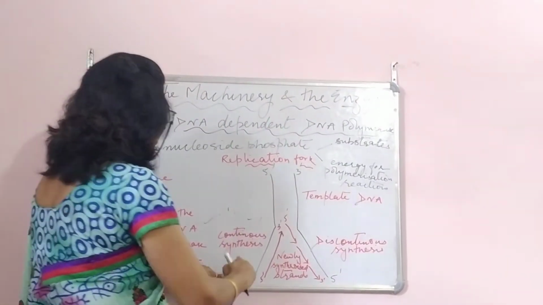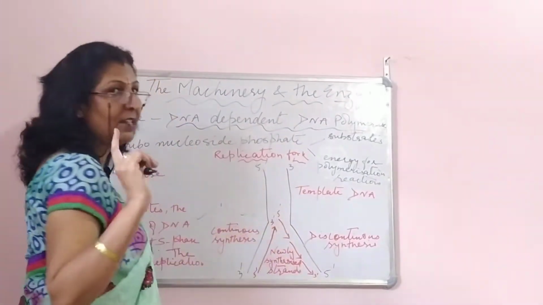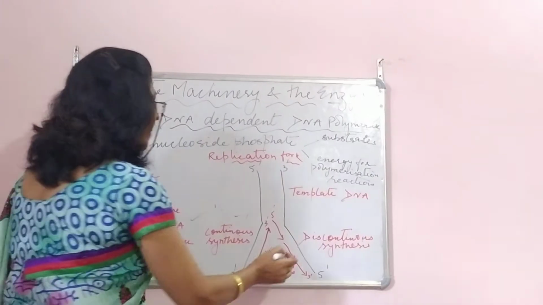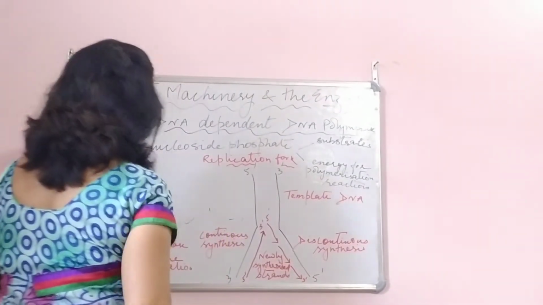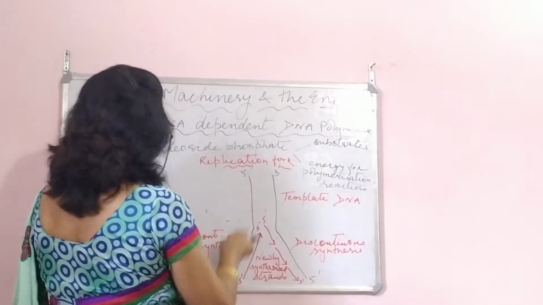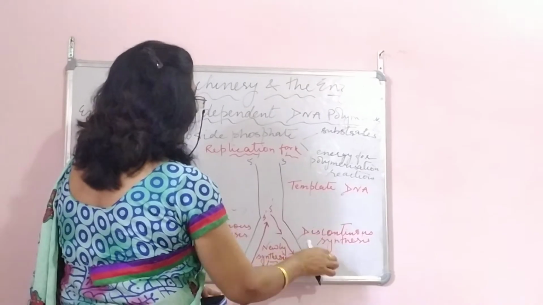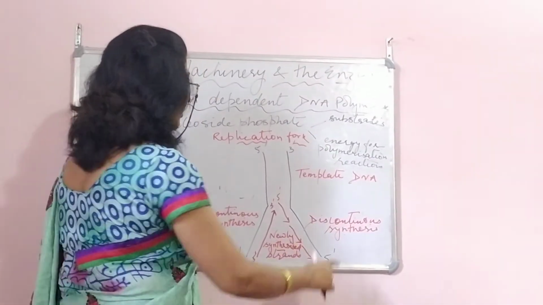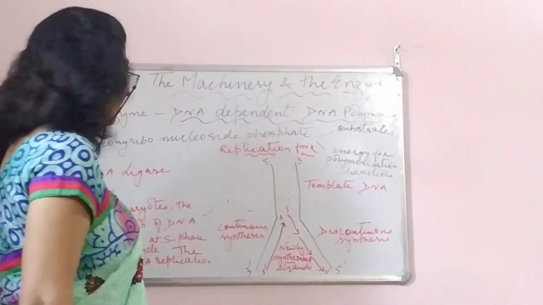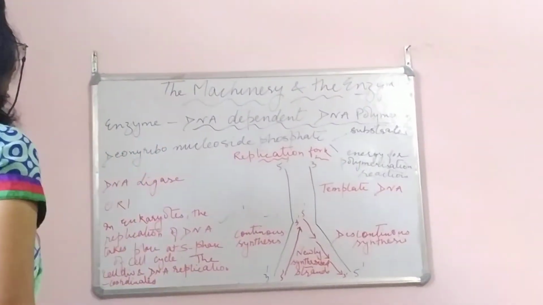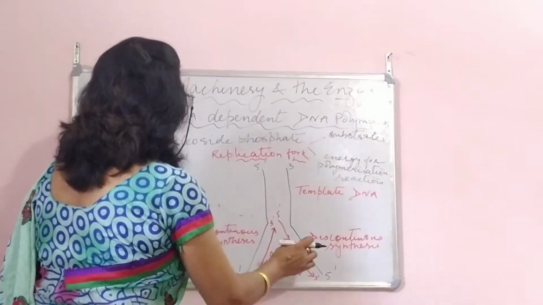So here the synthesis takes place continuously. And both of these act as template DNAs. And the other side where it is 3-5, here it takes place normally, we read from this side 3-5. So this is a continuous synthesis while 5-3 is discontinuous synthesis. Got it? 5-3 is discontinuous and 3-5 is continuous synthesis. And these two strands are newly synthesized.